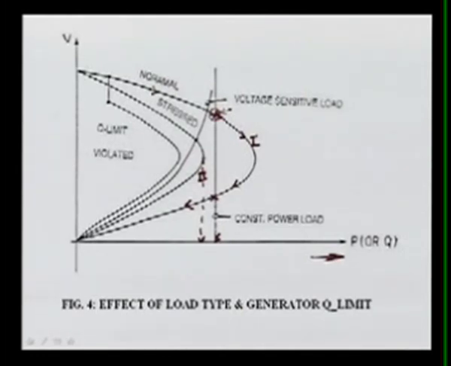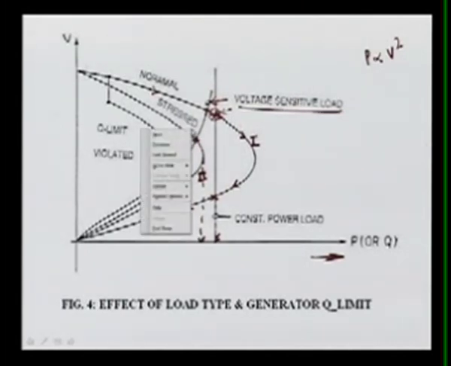Now again, you can assume your load is a different type, a voltage sensitive load, where if P is changing, your voltage is also changing, and this is just like a quadratic curve, meaning P is proportional to, let's suppose, V square. So here you can see the intersections. For the normal case you can go up to this loading, and this will be the operating point for the normal case, and for the stressed case you go for this one, and this will be the actual operating voltage.